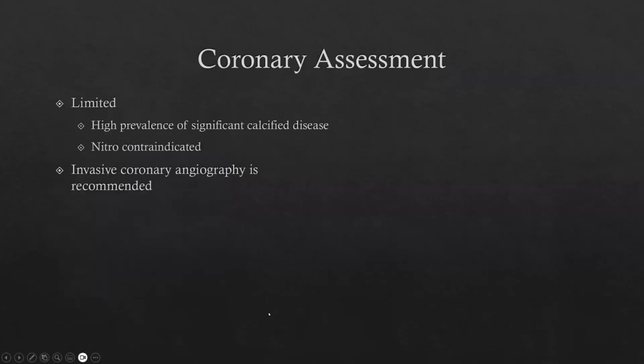Regarding coronary assessment for these TAVR workups, this is limited, as these patients usually have a high prevalence of significant calcified disease throughout their vessels, including their coronary vessels. So, they usually have high calcium scores, which significantly limits assessment of the lumen. Also, as I mentioned before, nitroglycerin is contraindicated, so we don't get that vasodilation. So for that reason, invasive coronary angiography is recommended and is usually performed prior to or as part of a TAVR workup.